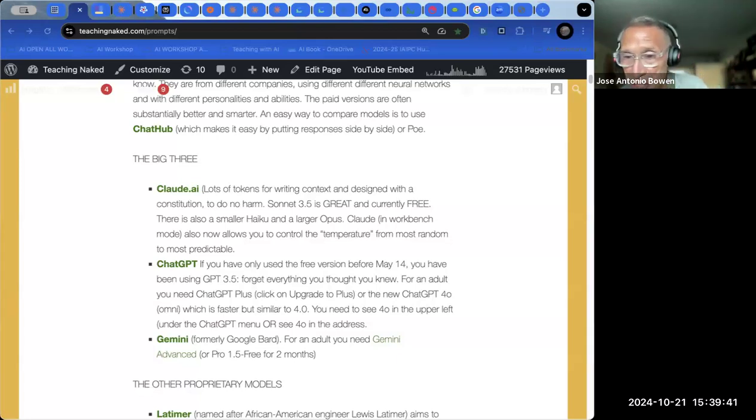And so, Luis, ChatGPT and Copilot should give you similar answers because they're both using the same brain, right? It's the same personality, the same neural network giving an answer.